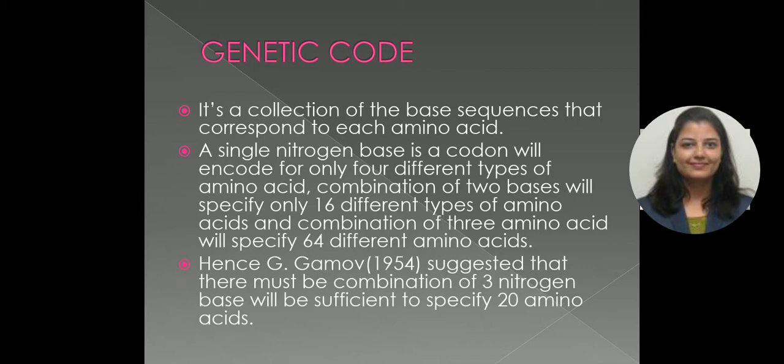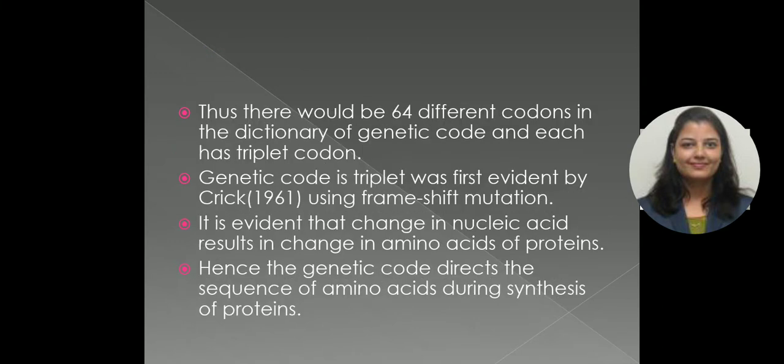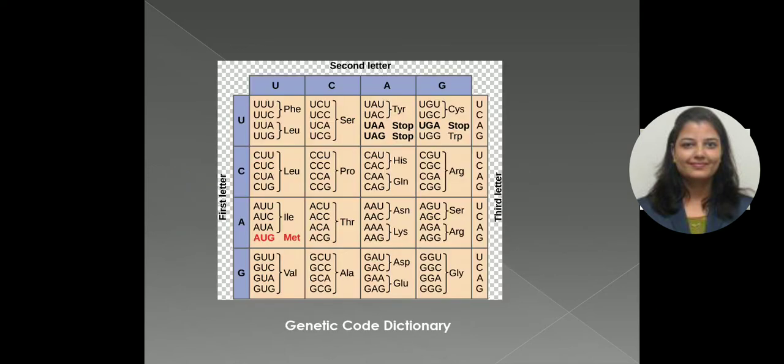Hence, G. Gamow in 1954 suggested that there must be a combination of three nitrogen bases that will be sufficient for 20 amino acids. Thus, there would be 64 different codons in the dictionary of genetic code, and each has a triplet codon. So genetic code is a triplet. It was first evident by Crick in 1961 using frame shift mutation. It is evident that the changes in nucleic acid result in change in amino acids of proteins. Hence, the genetic code directs the sequence of amino acids during protein synthesis.